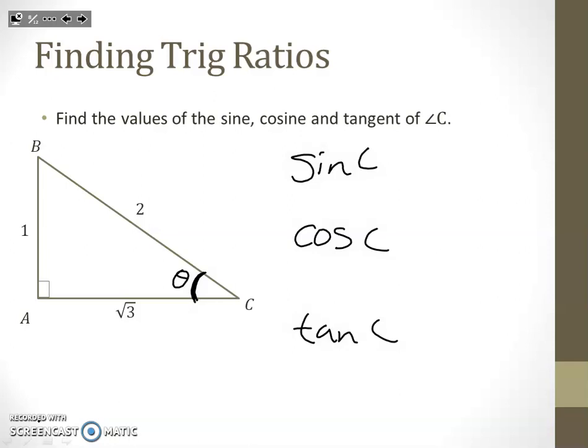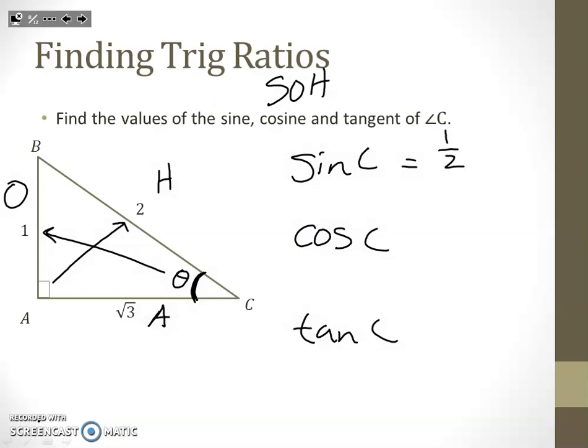Remember, I always identify my opposite and my hypotenuse first. So opposite would be 1. Hypotenuse would be 2, which means that the square root of 3 is my adjacent side. Okay? So sine of C would be opposite over hypotenuse, 1/2. Okay? Cosine of C. So I'm going to do adjacent over hypotenuse, which would be square root of 3 over 2.